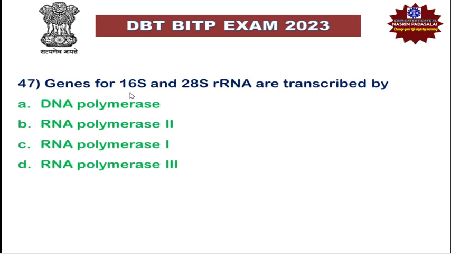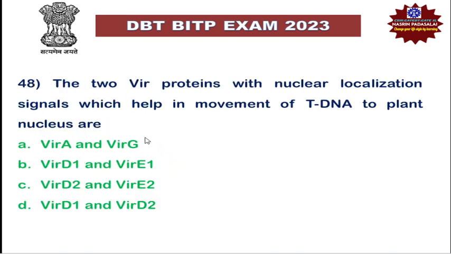The genes for 18S and 28S ribosomal RNA are transcribed by RNA polymerase 1. RNA polymerase 2 is responsible for transcribing your messenger RNA, and RNA polymerase 3 is responsible for transcribing your transfer RNA and 5S ribosomal RNA. Next, the 2 Vir proteins with nuclear localization signals which help in movement of T-DNA to the plant nucleus include VirD2 and VirE2. Both have a plant nuclear localization signal, and it helps in integrating the T-DNA with the chromosomal DNA of the plant.